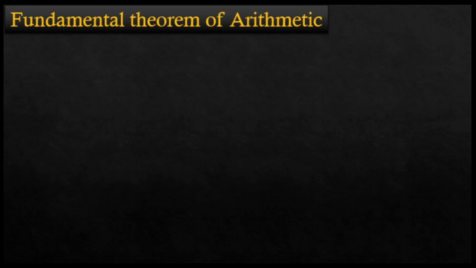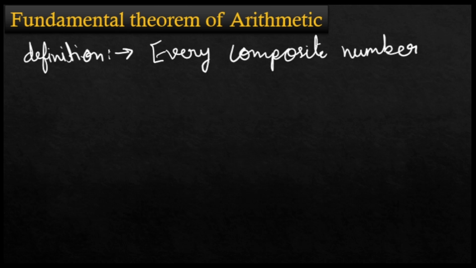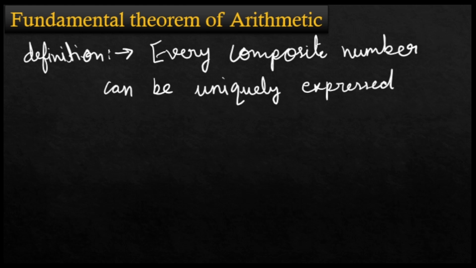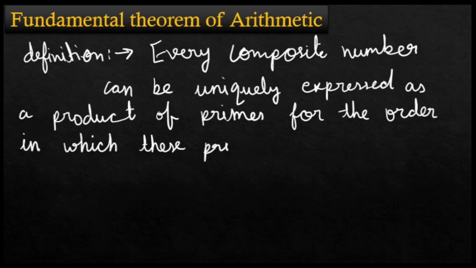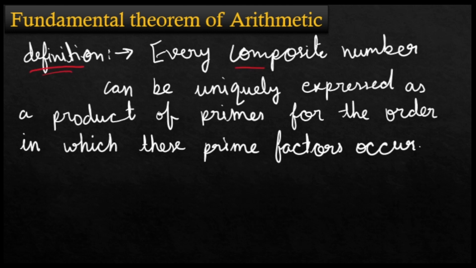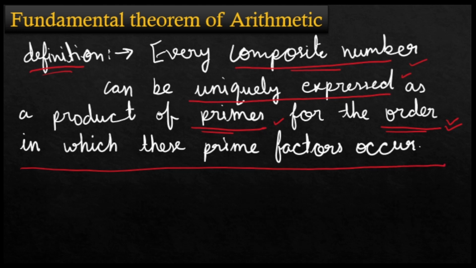Fundamental theorem of arithmetic. Definition: every composite number can be uniquely expressed as a product of primes, except for the order in which these prime factors occur. For the definition, we must have the knowledge of the composite number, the primes, what is the meaning of uniquely expressed, and what is the order it is talking about here. We will talk about these 4 points so we can fully clear out this concept and understand it very well.